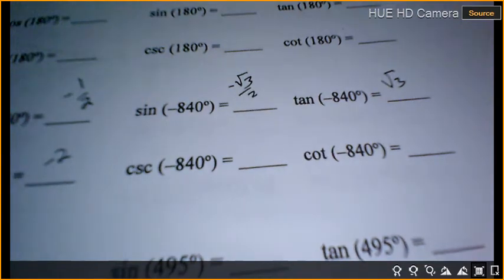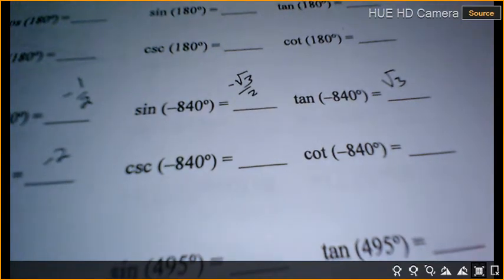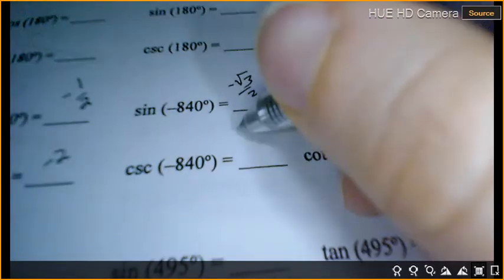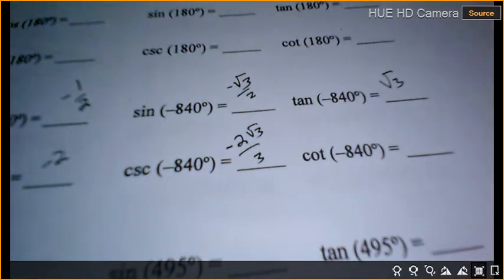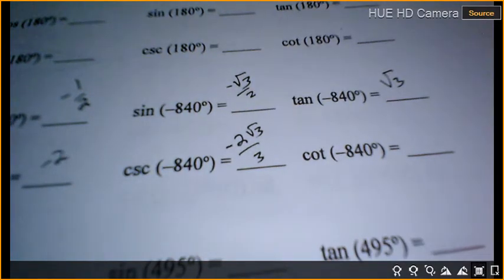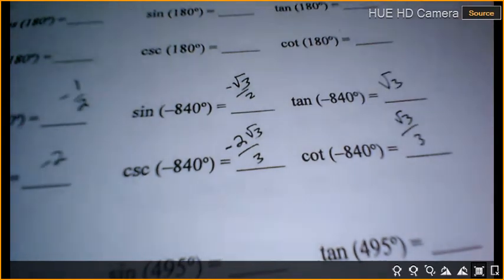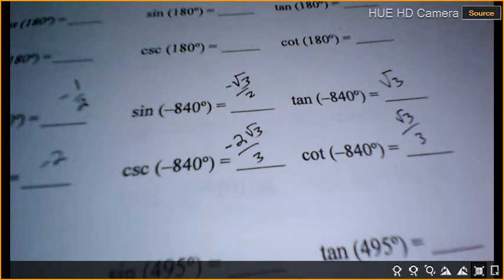Secant of -840 is going to end up being -2. It's 1 over -1/2. Cosecant is going to be negative 2 square root 3 over 3. And then my cotangent is going to be square root 3 over 3. So I don't believe there's anything harder than that.